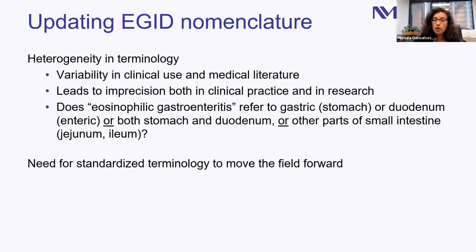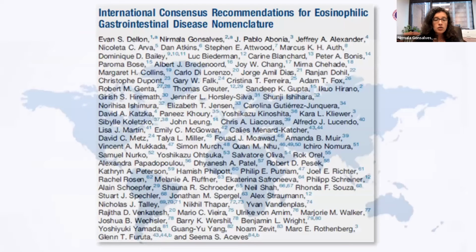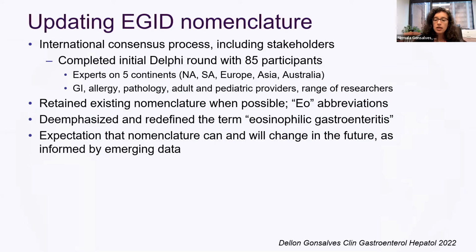As you all know, there are no clinical guidelines yet for non-EoE EGIDs, and the first step was to establish this common nomenclature. And this was a very large undertaking spearheaded by the Seeger Group with over 80 experts in the field. This came up with the International Consensus Recommendations for Eosinophilic Gastrointestinal Disease Nomenclature. This was published in Clinical Gastroenterology and Hepatology in 2022. This was an international consensus process.